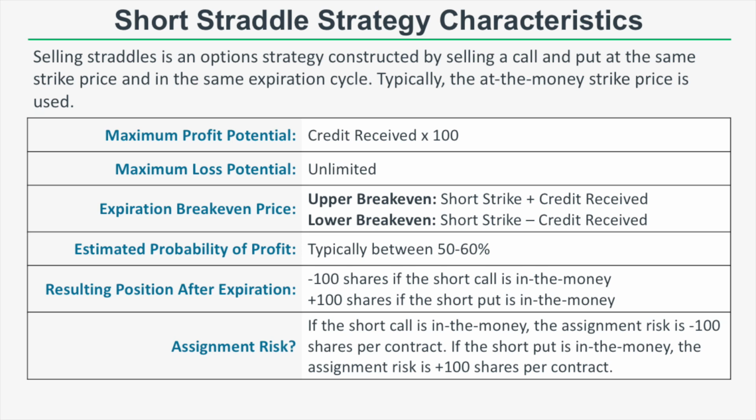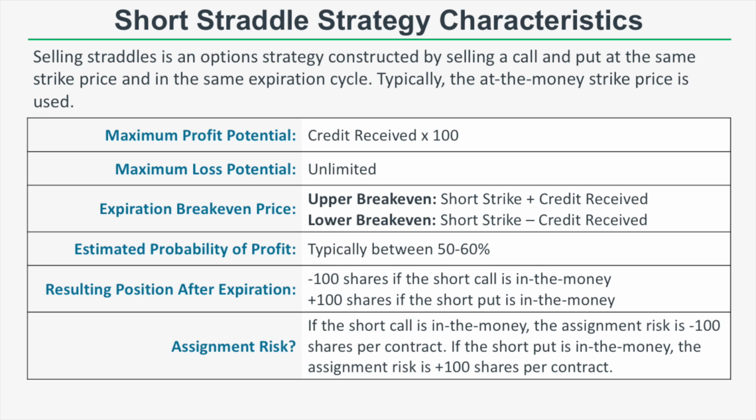Now the break-even prices of the short straddle are going to be the short strike that you sell, plus the credit received, and also minus the credit received. So that credit that you collect creates a nice wide range around that strike price that you sell. So the estimated probability of profit for a short straddle is typically between 50 and 60%.